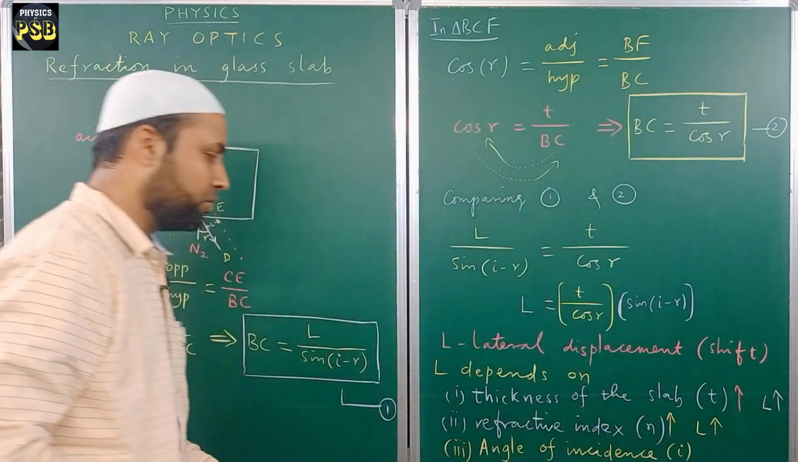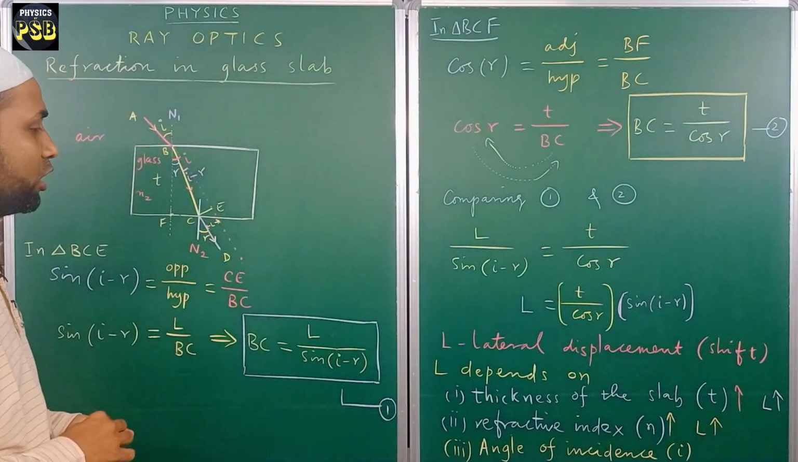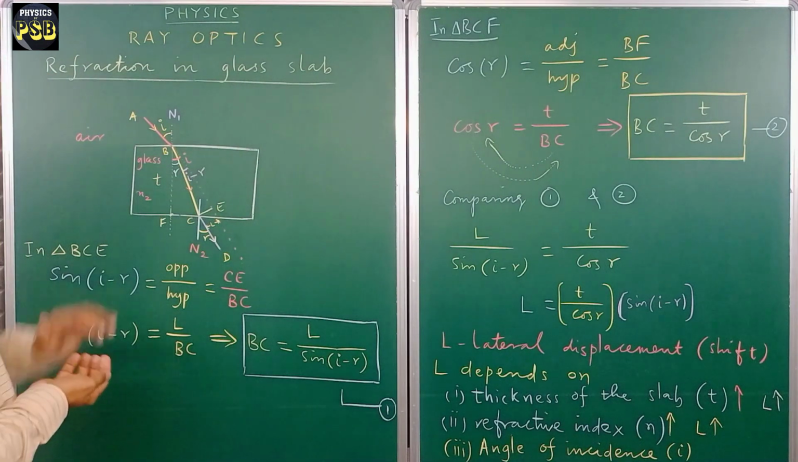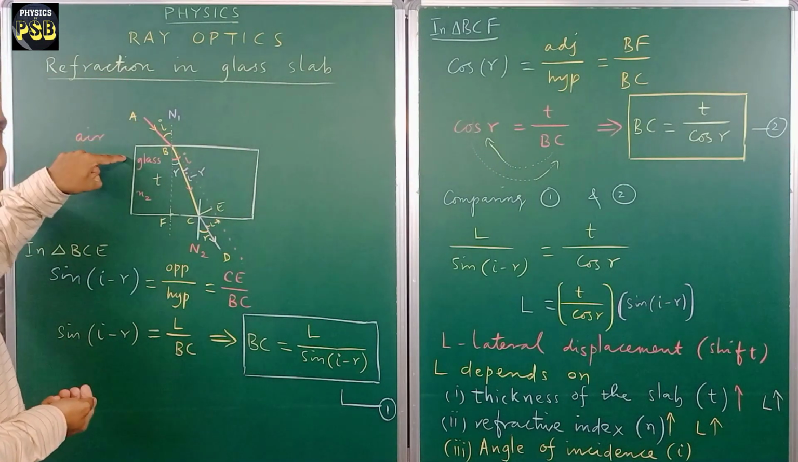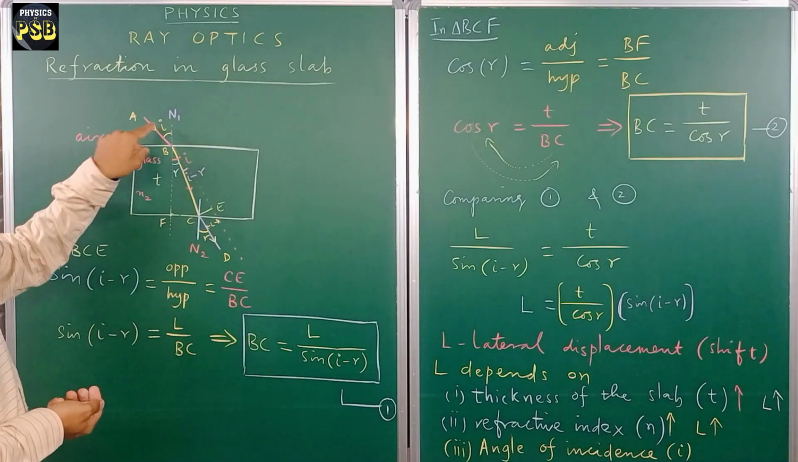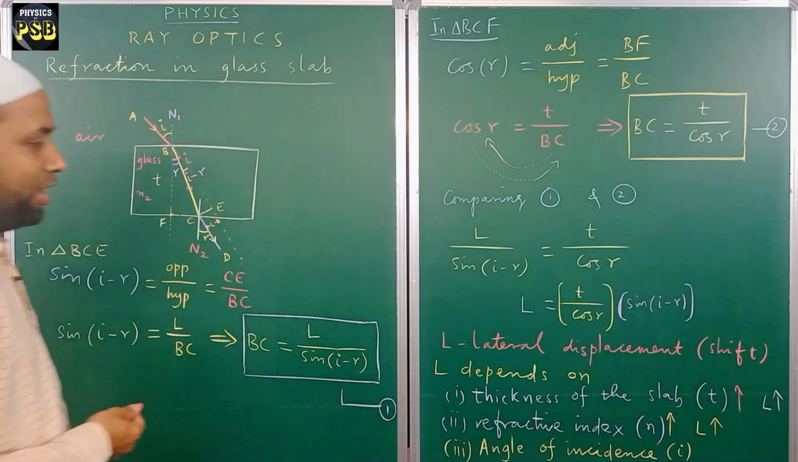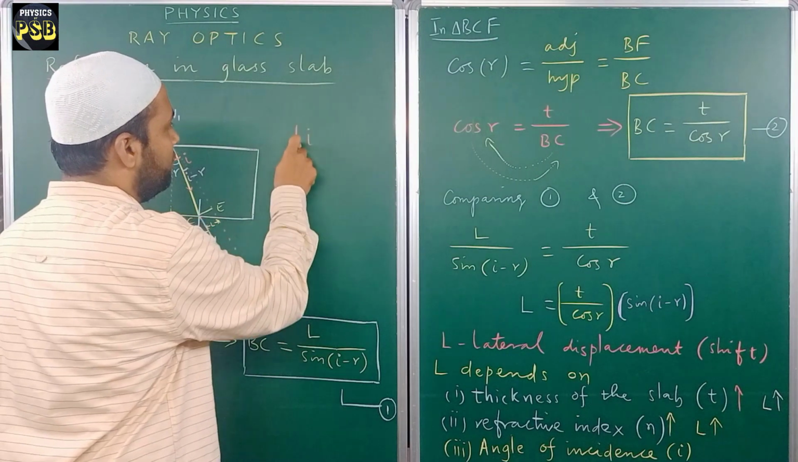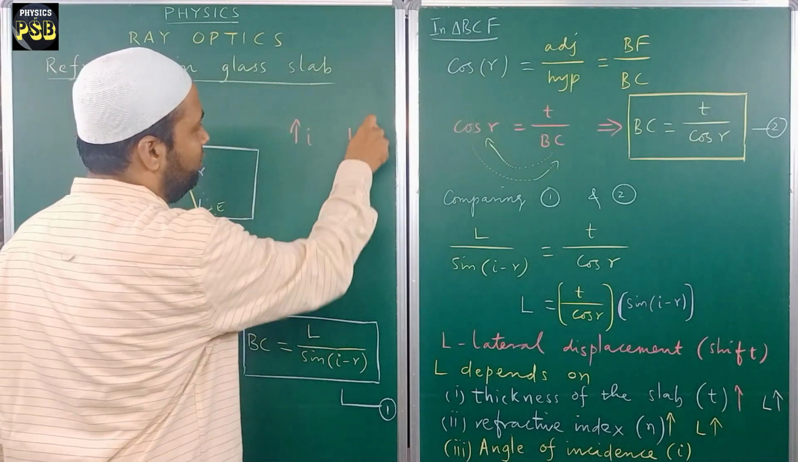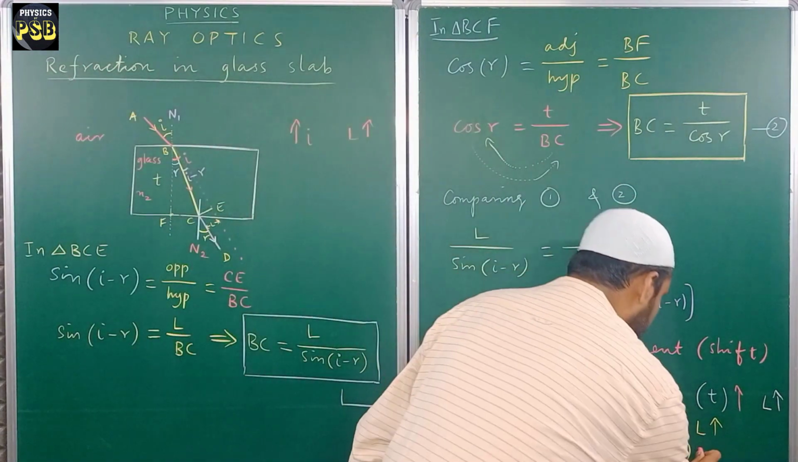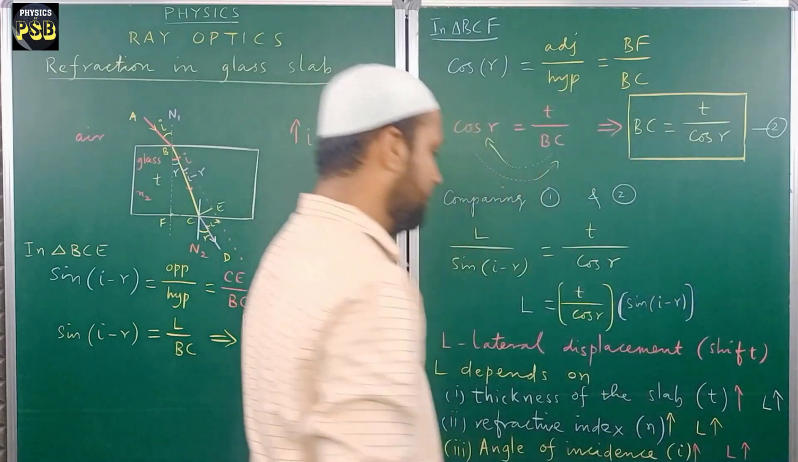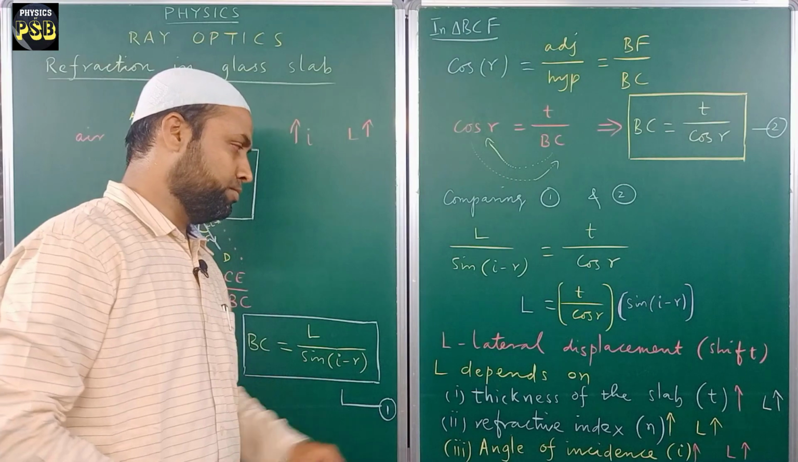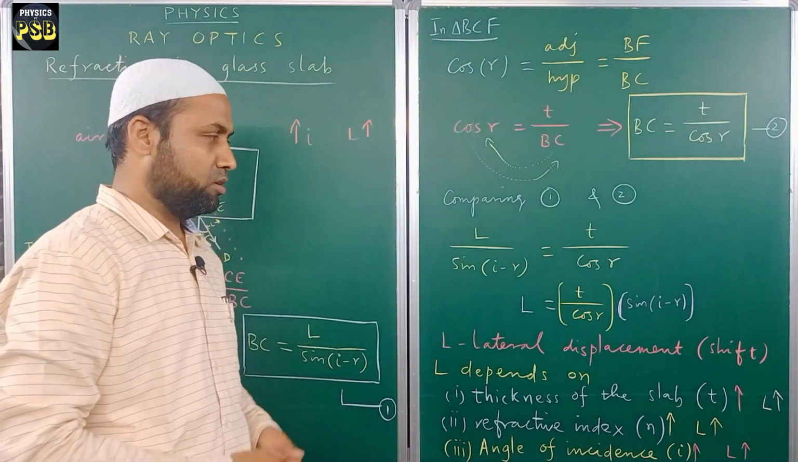The third thing: when we increase the angle of incidence, so that the ray bends a little more towards the slab, that means we increase the value of I. With increasing the value of I, L value will increase. This is what we understand from this equation. Clear?